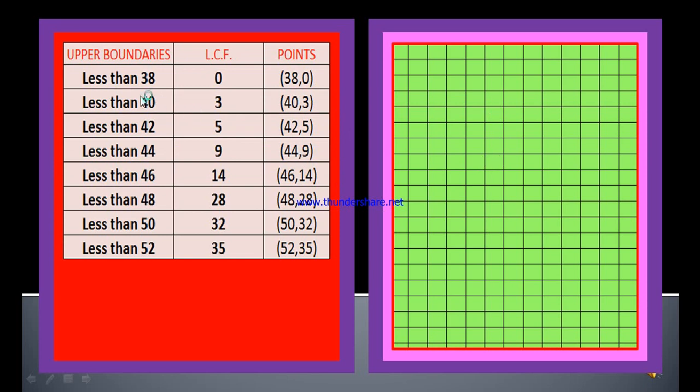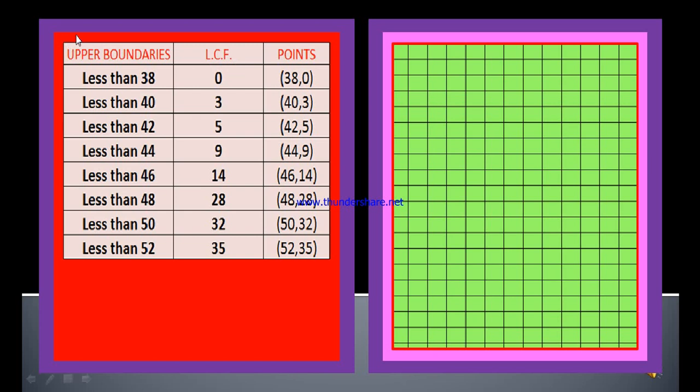On the left hand side I have given the upper boundaries less than 38, 40, 42, 44, 46, 48, 50 and 52. These values are upper boundaries of the classes and this is less than cumulative frequency. These 2 values are given in the question itself. We noted these values but we just changed the headings. First is upper boundary and the next is less than cumulative frequency.